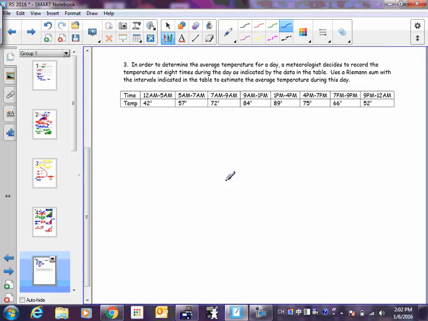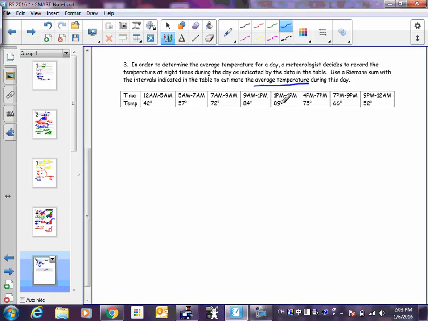And that is, in order to determine the average temperature for a day, a meteorologist decides to record the temperature at 8 times during the day as indicated by the data in the table. Use a Riemann sum with the intervals indicated in the table to estimate the average temperature during the day. So what we're trying to do is find average temperature.